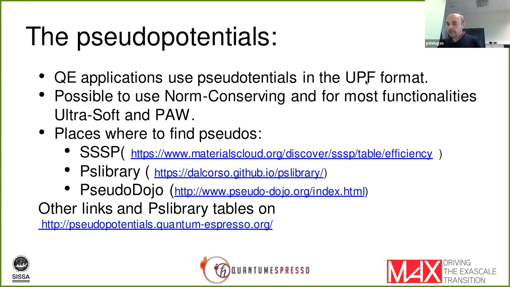It is possible to use norm-conserving pseudopotentials, and then for most of the functionalities, but not for all, you can also use ultrasoft pseudopotentials or PAW datasets. As I was saying, the pseudopotentials don't come with the Quantum ESPRESSO distribution. They come separately, and so you need to download them from other places.